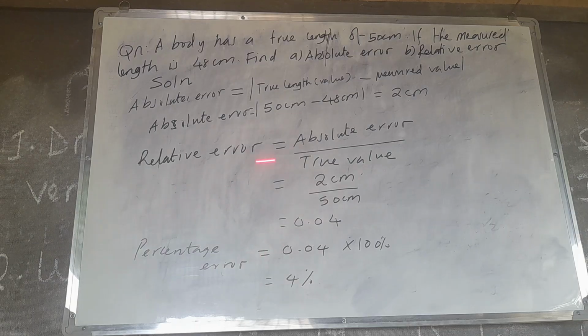Normally, relative error has no unit. Haina unit kwa sababu hapa zinaisha. Centimeter na centimeter zinakwisha. So you can get 0.04. So percentage error, if you want, you multiply by 100%, you can get 4%. So this is how we can find the relative error and absolute error. This is the measurement analysis.